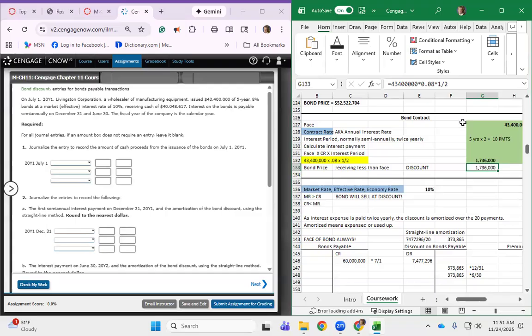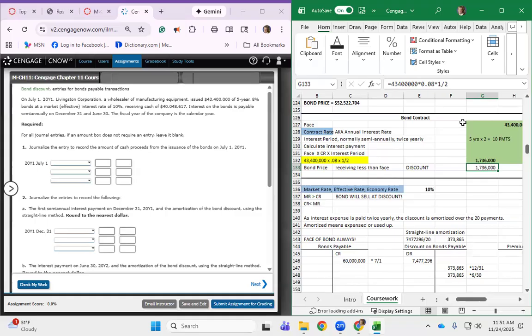8%. What do you have, Haley? What's your contract rate? 11. It's right here in your problem. 10. Yours is 10? Yeah. Okay, so Haley's is 11, yours is 10, mine is 8. My market rate is 11, or I'm sorry, is 10. So what's your market rate?